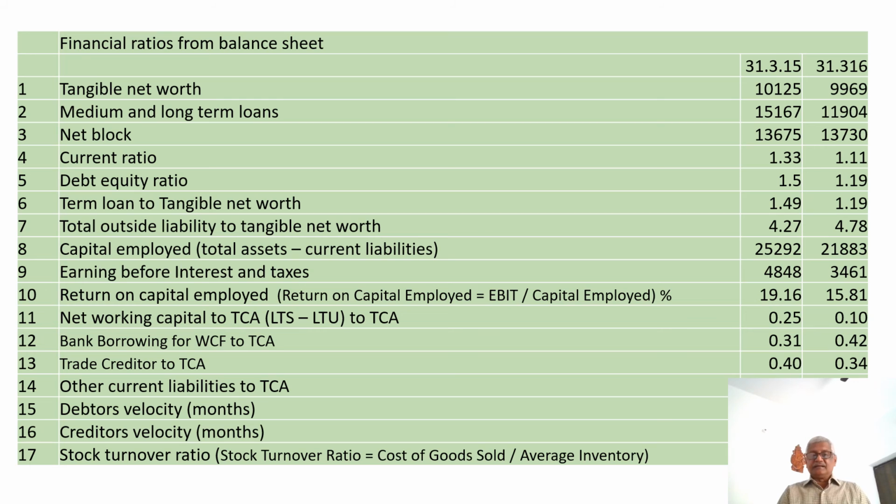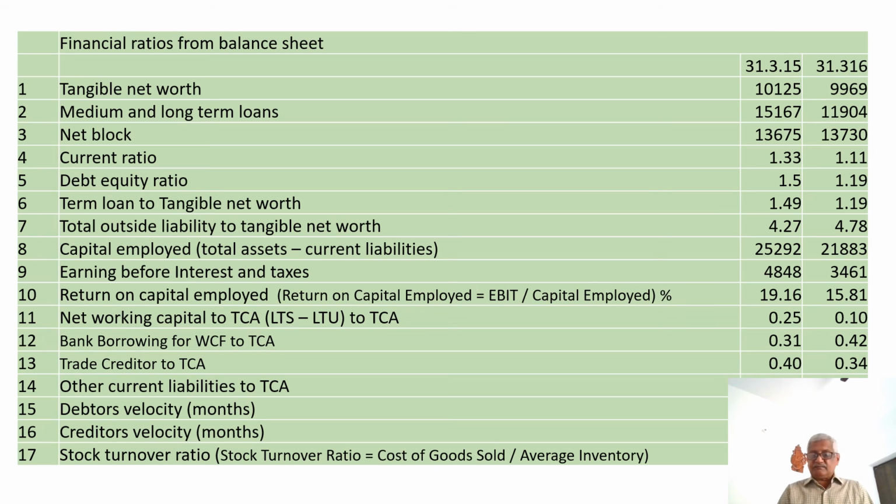Then we have term loan to tangible net worth, total outside liability to tangible net worth, capital employed, that is total assets minus current liability, then earning before interest and taxes, return on capital employed. Return on capital employed is equal to EBIT, earning before interest and taxes, divided by capital employed, as a percentage. Then net working capital. Please understand, net working capital to TCA.